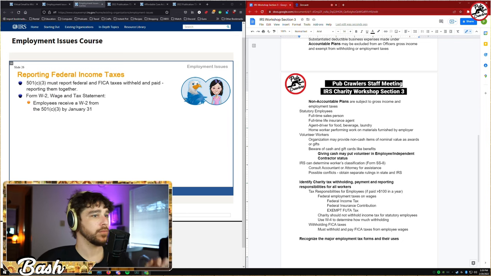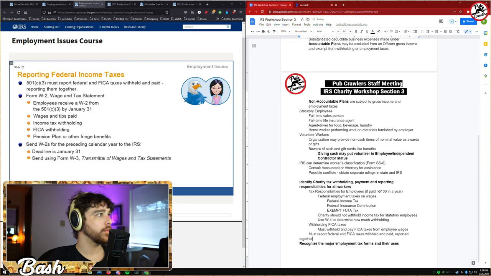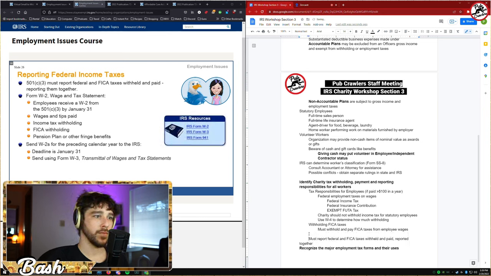501c3s use the W-2 to report employee wages and tips paid, income tax withholding, and FICA withholding. The W-2 also reports whether an employee is covered by a pension plan or receives other fringe benefits. Organizations must also send copies of the W-2 for the preceding calendar year to the IRS by the last day of January. To mail your W-2s, send copy A of the W-2 using form W-3, transmittal of wages and tax statements. A copy of the W-2 must also go to the Social Security Administration.